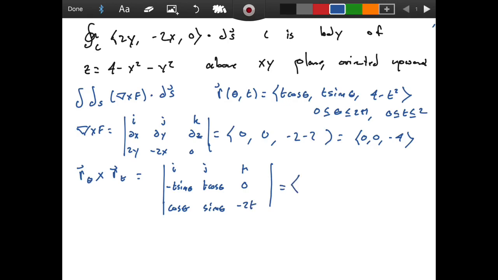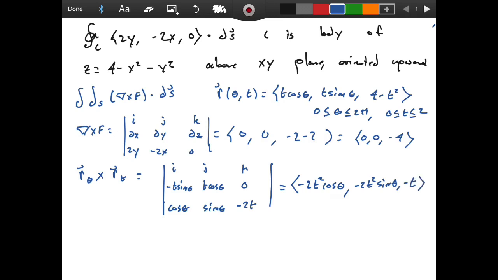Okay, so this is equal to, okay, so the first component is going to be minus 2t squared cosine theta. The next component is going to be minus 2t squared sine theta, and the final component is going to be minus t.